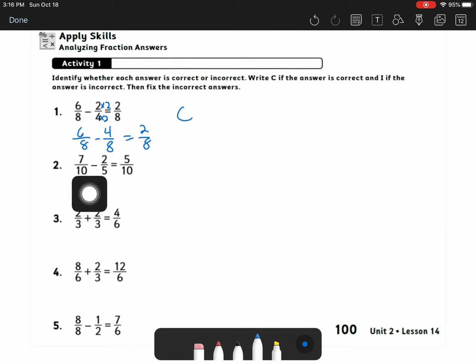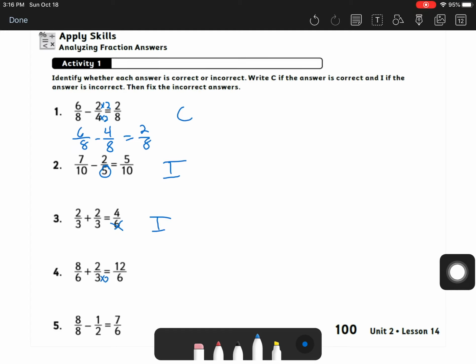All right. Now here I see a common mistake. The denominators are different, and they just went 7 minus 2 and said 5. That can't be right because they had different denominators, so they couldn't do that. So this one's incorrect. Next one, 2/3 plus 2/3. Well, 2 plus 2 is 4, but remember, you don't add the denominators together, so that's not right. That's incorrect.